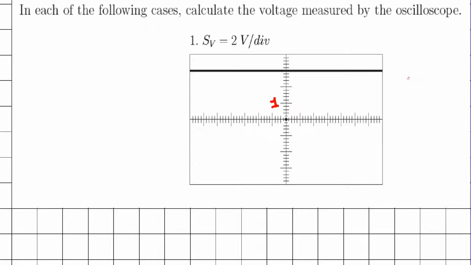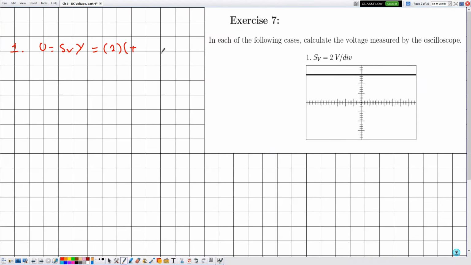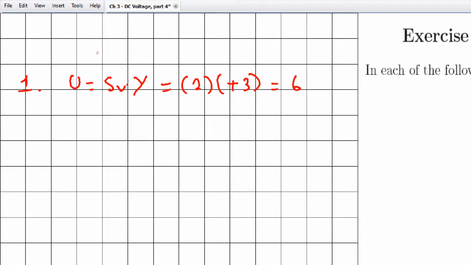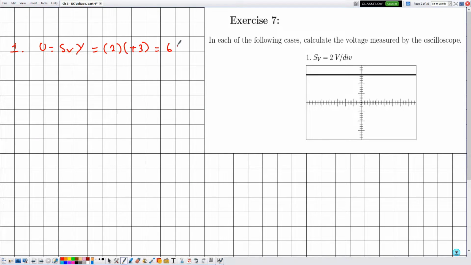So this is 1, 2, 3. This is minus 1, minus 2, minus 3. So in this case, the value of Y is 3. Now plugging this into the calculator, the value of U is 6. Since SV and Y are given in the SI, the value of U will be in the SI, which is volts. So the voltage measured by the oscilloscope is U = 6 volts.